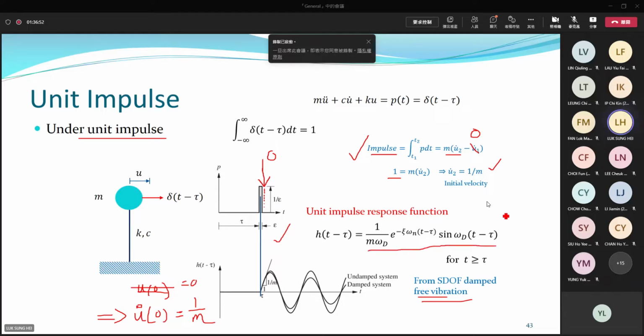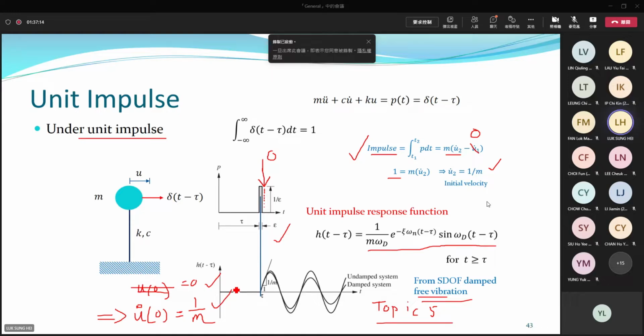Actually, we are using the concept from topic 5. You may go back to topic 5 and try to do this substitution yourself. You may prove this equation yourself using the free vibration response. Using these two initial conditions, you will get this function.